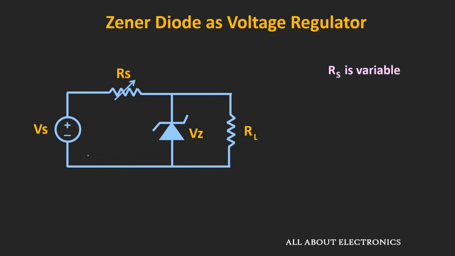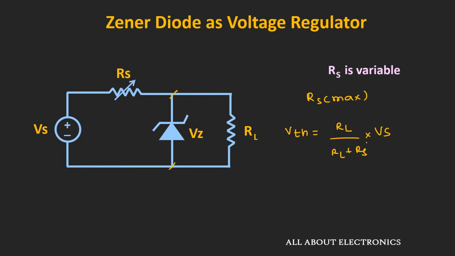Similarly, now we will assume that the supply voltage Vs and the load resistor RL are constant and this series resistor Rs is variable. So here we will find the minimum and the maximum value of Rs such that the Zener diode will work in the breakdown region. So first of all, let us find out the maximum value of this series resistor. And to find that, once again let us write down the expression for this Thevenin's equivalent voltage, which is equal to RL divided by RL plus Rs times Vs.